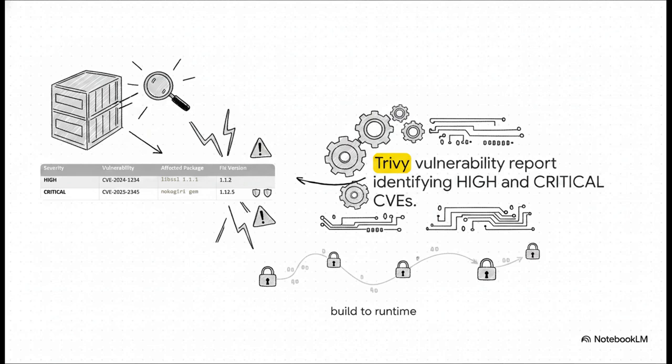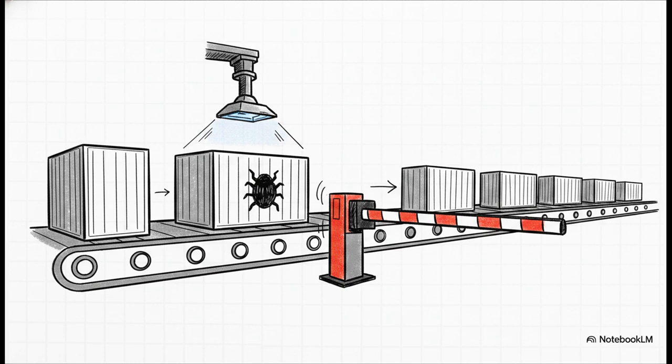It scans the image to expose any known common vulnerabilities and exposures, or CVEs. It breaks down the exact package, tells you the severity level, like high or critical, and even tells you which exact version contains the fix. The whole point here is that catching these flaws early on the conveyor belts drastically reduces your blast radius.